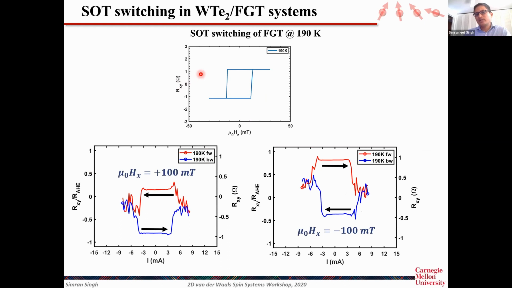So here is the main result, where I'm showing you SOT switching of FGT at 190 Kelvin. This is the anomalous Hall square loop at this temperature, and in the presence of some bias field, we can switch the magnetization between up and down states. Obviously the chirality changes if we change the bias field. One other thing you will see is that it's not switching fully. This is normalized with the anomalous Hall resistance, but our devices are not perfect Hall bars. That's why we are not able to achieve full switching, but definitely we can switch between top and bottom states.